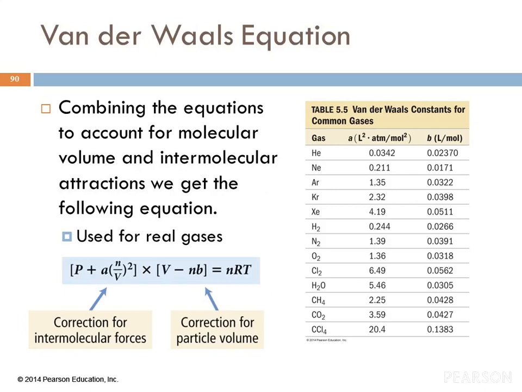So here we have the corrected ideal gas law. This is an equation that can be used for real gases. Doesn't that look like fun? We're not going to do any with that. There's a table, so for whatever gas you're using, you have to look up constant A and constant B and plug it into that equation. And what is n? n is the number of moles.